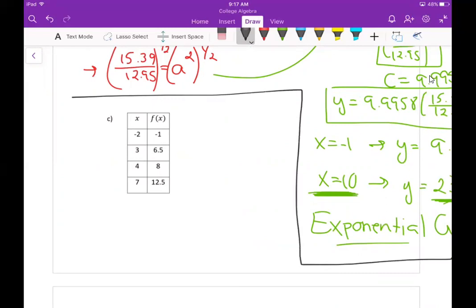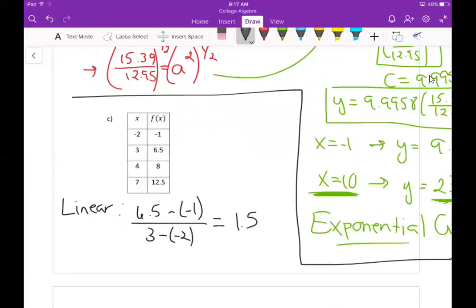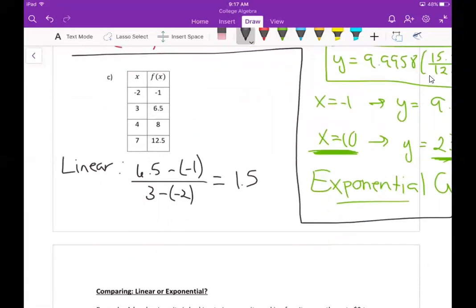Always test to see if it's linear first, right? Because we see how much work exponential is. So let's rule out if this data is linear first or not. So testing those first 2 points, I'll take 6.5 minus -1 over 3 minus -2. And that will give me a slope of 1.5. If I continue on to the next 2 points, I'll take 8 minus 6.5 over 4 minus 3, and that will again give me 1.5.